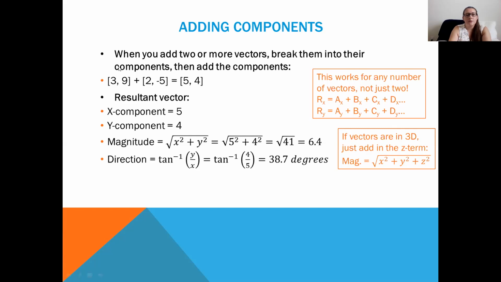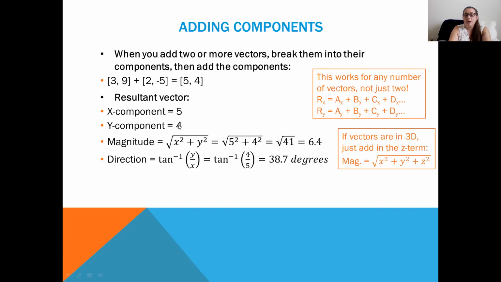we can add those x's together. So 3 plus 2 is 5. Add the y's together. 9 plus -5 is 4. And this would tell you the components of our resultant vector. The x component is 5, the y component is 4.